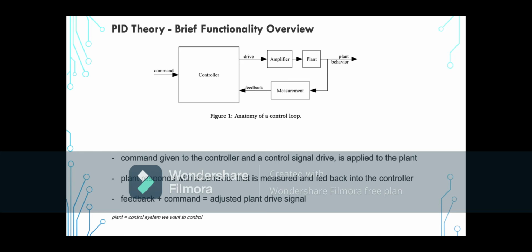So, a brief overview of the PID theory functionality. We have a plant, which is a system we wish to control. A command is given to a controller. A control signal drive is generated and applied to the plant. The plant responds with a behavior which is measured and fed back into the controller. The feedback received and the command will give the next drive signal to be applied to the plant.